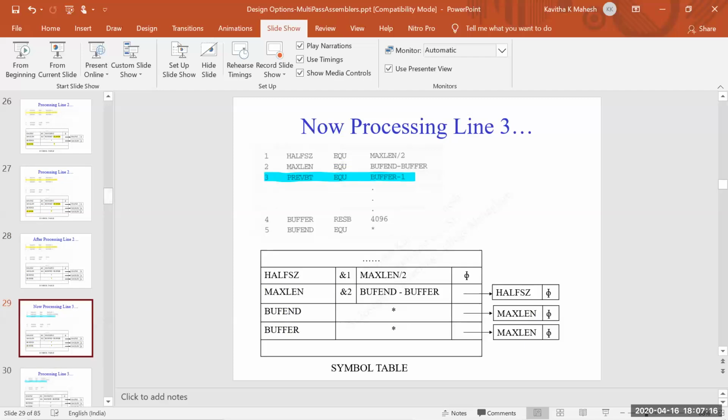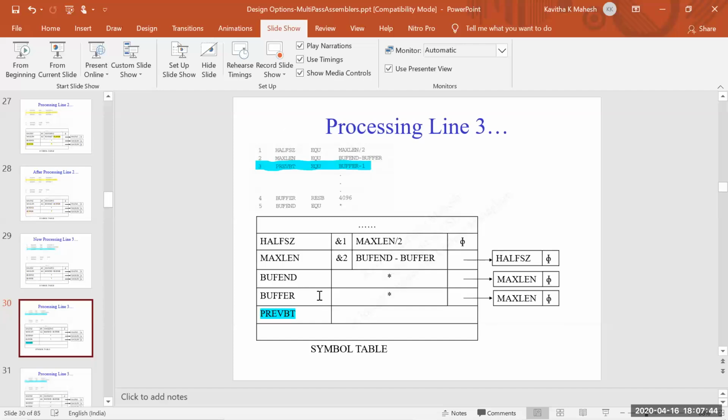Line number 3 defines the symbol previous byte with the expression buffer minus 1. So again, in this case, the instruction involves a forward reference to a symbol buffer. Buffer is not yet defined. So how do we proceed with the processing now? As usual, whenever a statement is processed, we have to see if previous byte is already in the symbol table. If it is not present, you have to enter it into the symbol table. So we have entered previous byte into the symbol table now.